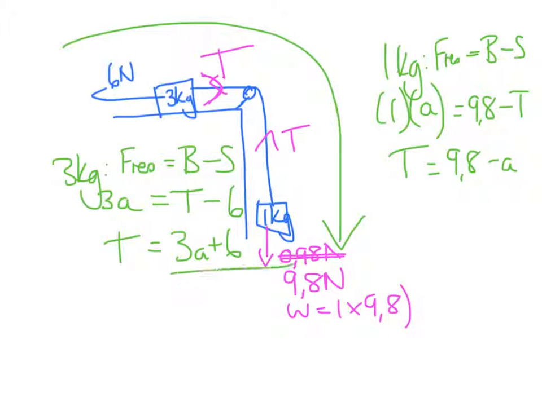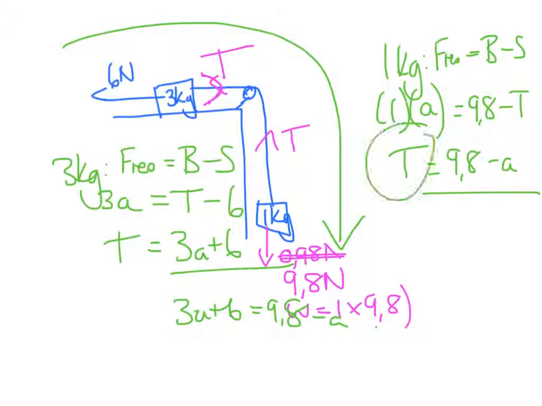You then equate your two T's. You get 3A plus 6 equals 9.8 minus A. And you solve it out. You can then work out the tension by substituting your acceleration value back in there.